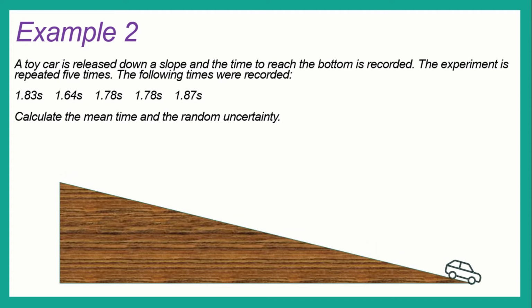In the second example, a toy car is released down a slope and the time to reach the bottom is recorded. The experiment is repeated 5 times. The following times were recorded: 1.83 seconds, 1.64, 1.78, 1.78 again, and 1.87. Calculate the mean time and the random uncertainty. Again, we have different results. This would mean that we have a random uncertainty. Just because we have two results that are the same does not mean to say that the random uncertainty is 0. I'll give you a minute to pause the video and have a go.